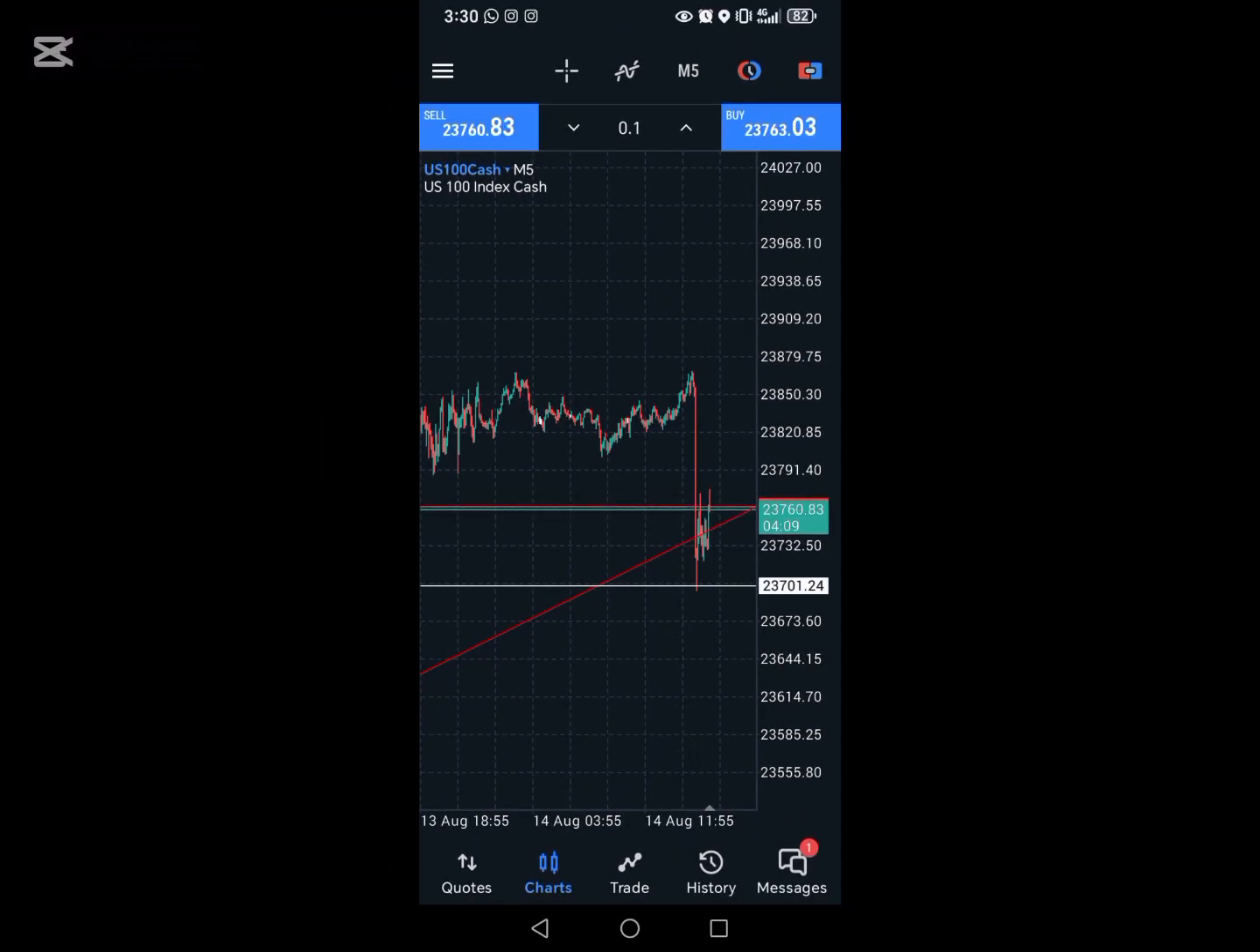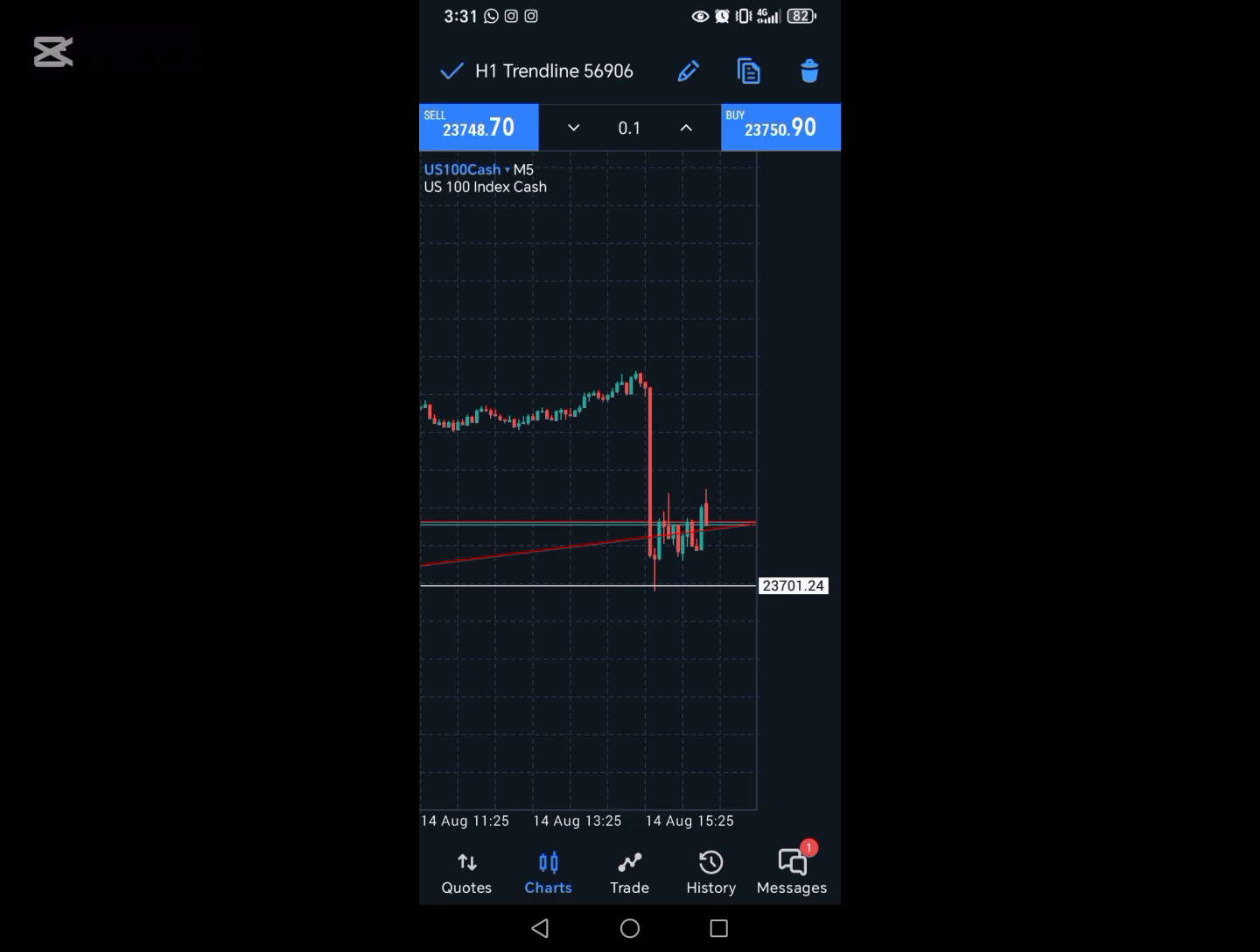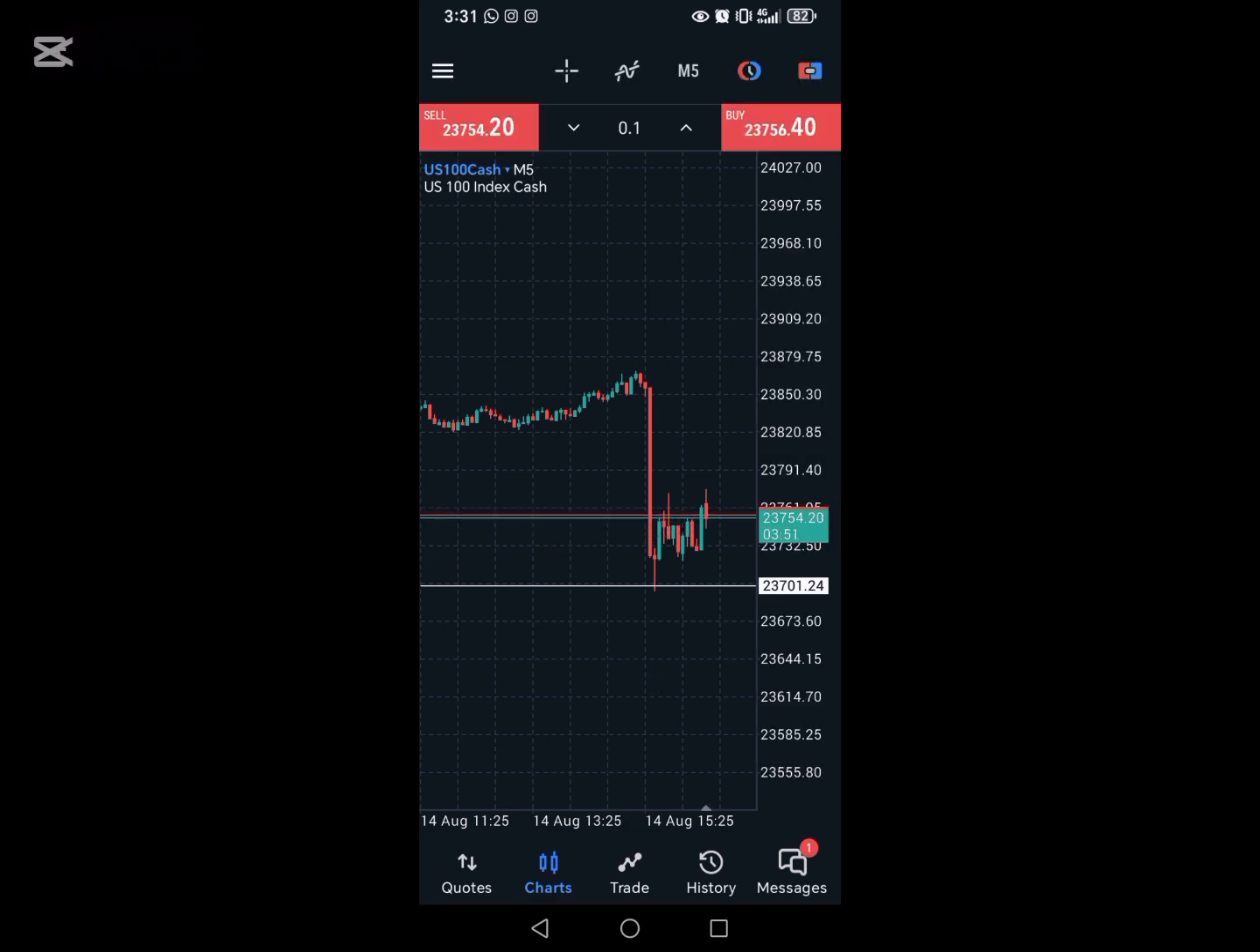I'll go to my MetaTrader. Once I went to my MetaTrader, I tried to see whether I can get an entry there. So I zoomed in from here and saw an entry. Then voila, I started buying. I just put two positions, just using proper risk management.